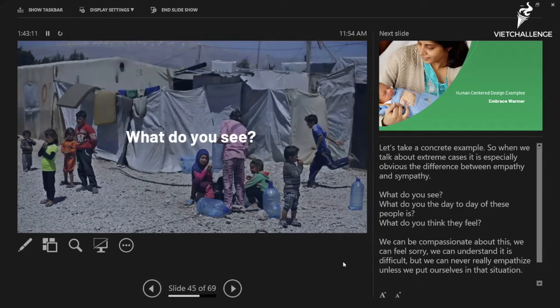Important insight. Yeah, so this is a photo of a refugee camp. People who fled their homes because of wars in the Middle East, and then they're camping somewhere else, and this is their living conditions. So you can look here and you can sympathize, right? You can say that, I see that this is poverty. I see that their lives might be hard because they don't have water.